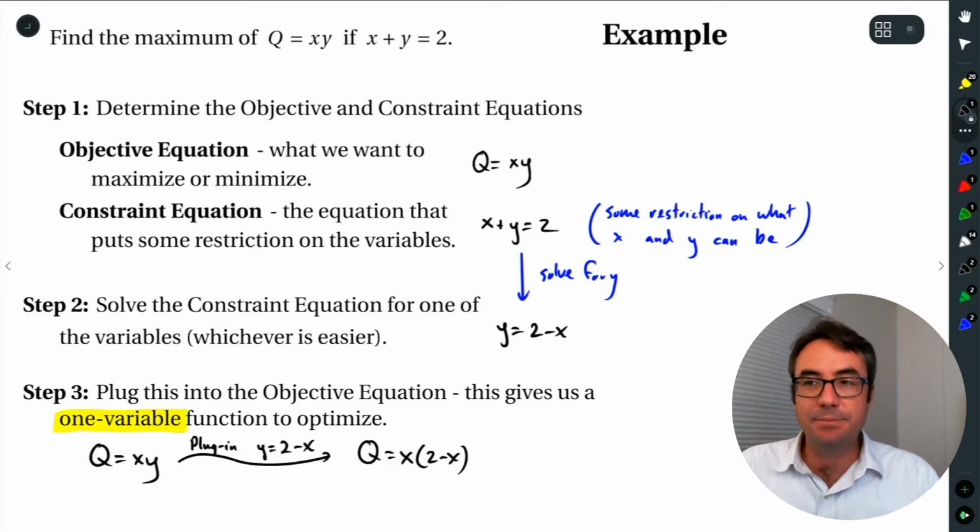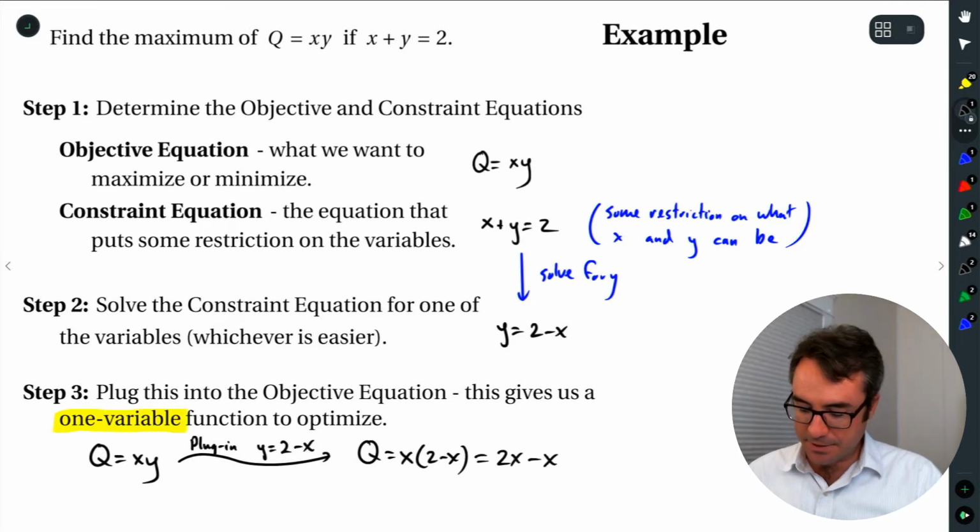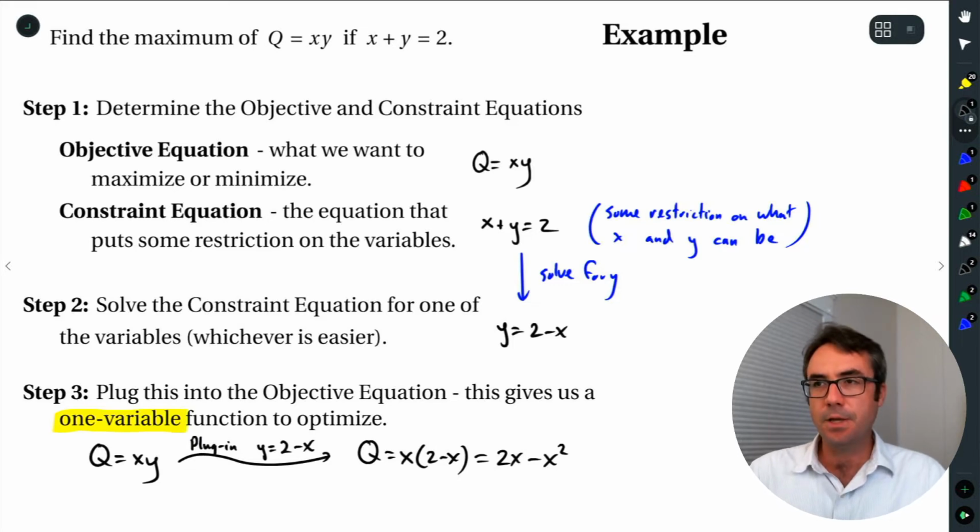So I get x times 2 minus x. And then while we're at it, let's simplify this thing down. So let's multiply this out, and we get 2x minus x squared. All right, so that's step 3. What comes next?